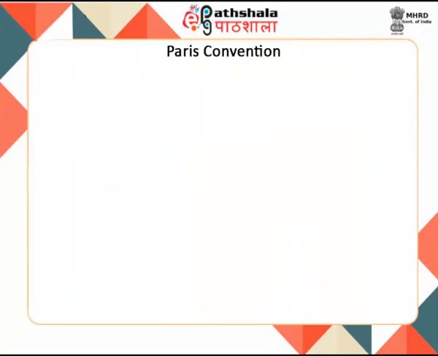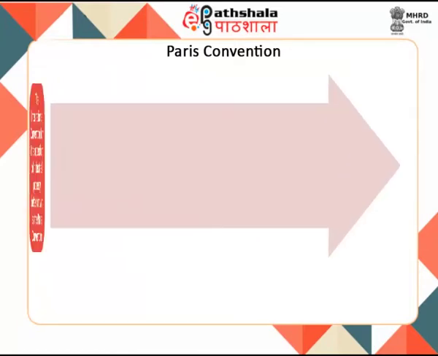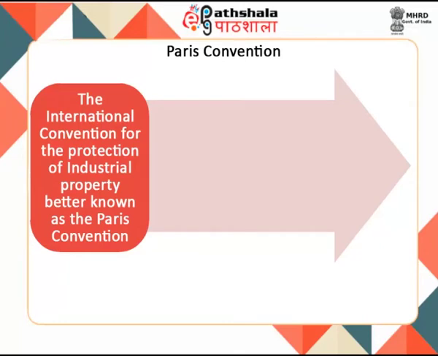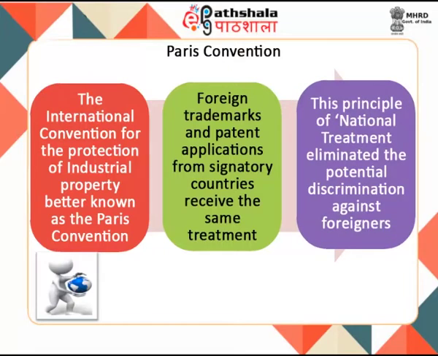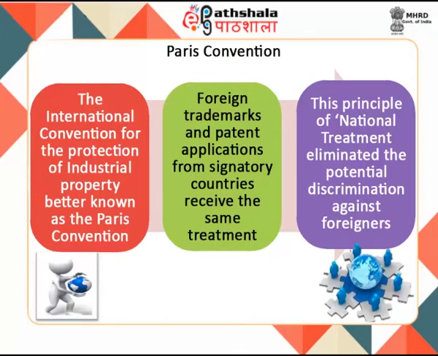Paris Convention. The first international property treaty was the International Convention for the Protection of Industrial Property, better known as the Paris Convention. It guarantees that foreign trademarks and patent applications from signatory countries receive the same treatment and priority as domestic applicants. This principle of national treatment, an animating principle of all intellectual property treaties, eliminated the potential discrimination against foreigners in obtaining patents.